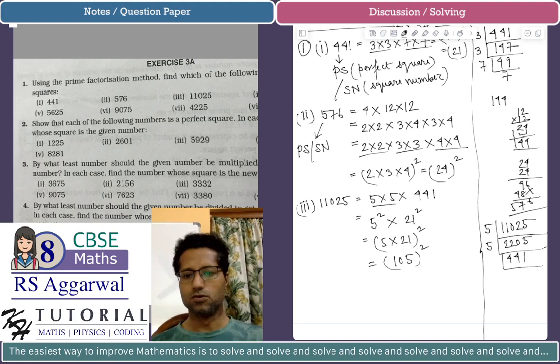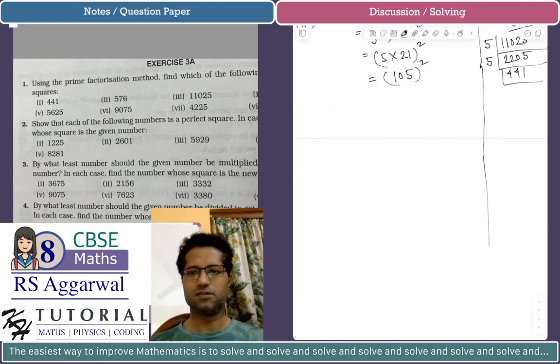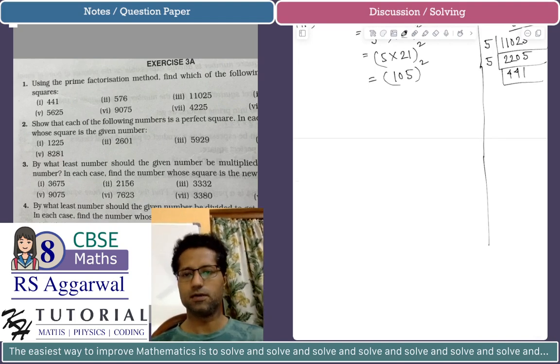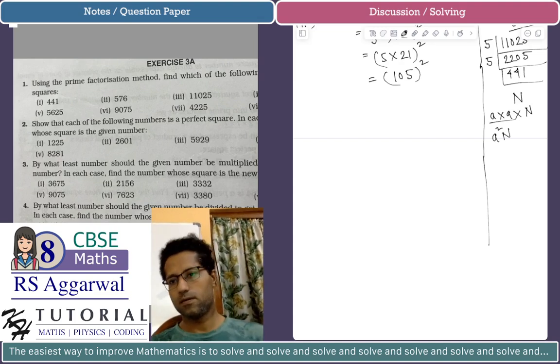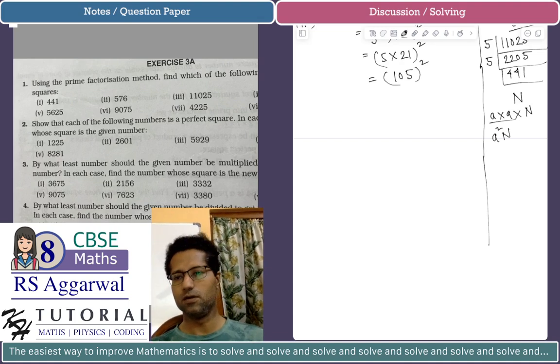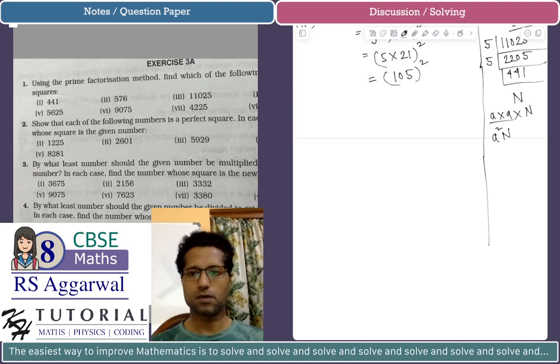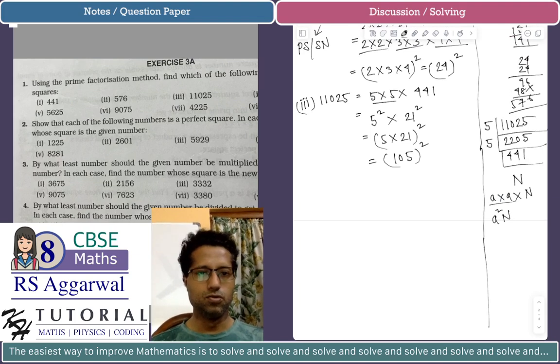So the concept, which might be very trivial to you, you might have already understood: if you know that a number n is a perfect square, and you multiply it by a into a, where a is a natural number, then obviously a square n will also be a perfect square. Okay, now let's do which one?